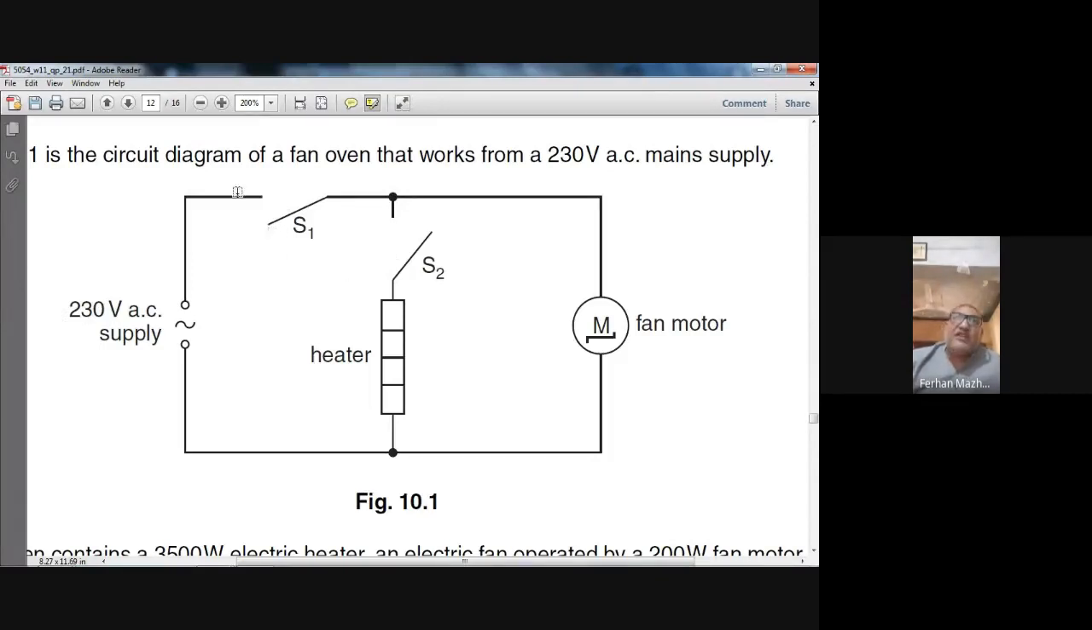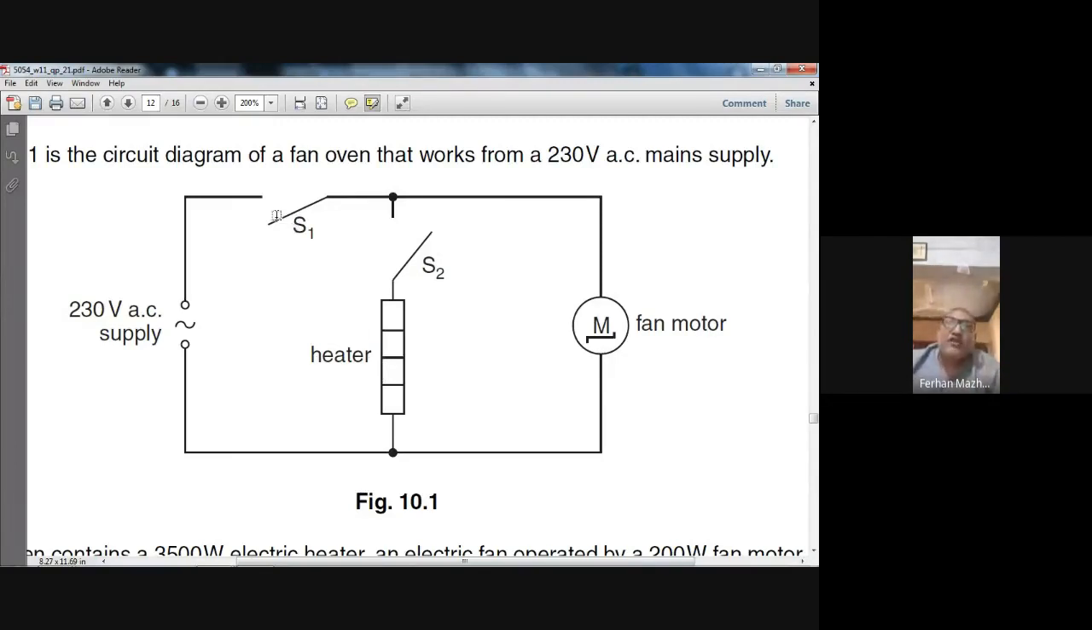When S1 is closed and S2 is open, the current will flow into the fan motor, and the fan will start. But the heater will remain off. When S1 is closed and S2 is also closed, then the fan will be on and the heater will also be on. So you see, it depends how you have closed the switches. If both the switches are closed, the heater will be on and the fan will also be on.